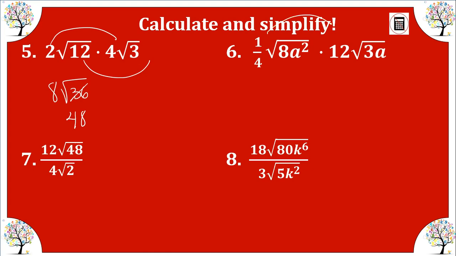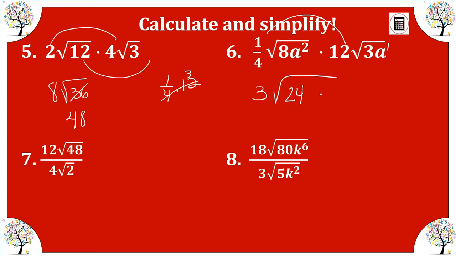Number 6, 1/4 times 12 is 3. So we can quickly do this because when you multiply by a unit fraction, you're just dividing by that denominator. 4 into 12 is 3. 3 times 1 is 3. 8 times 3 is 24.